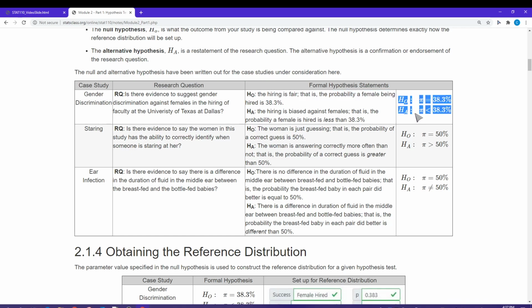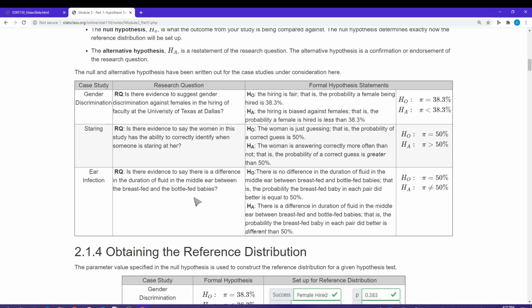Now, we statisticians usually write our null and alternative hypotheses as given on the right-hand side of this table. So again, this pi here is just for the parameter value. And here I'm specifying that pi is equal to 38.3%. In the alternative, I'm going to say that the chance or the probability of a female being hired is less than that fair rate of 38.3%.